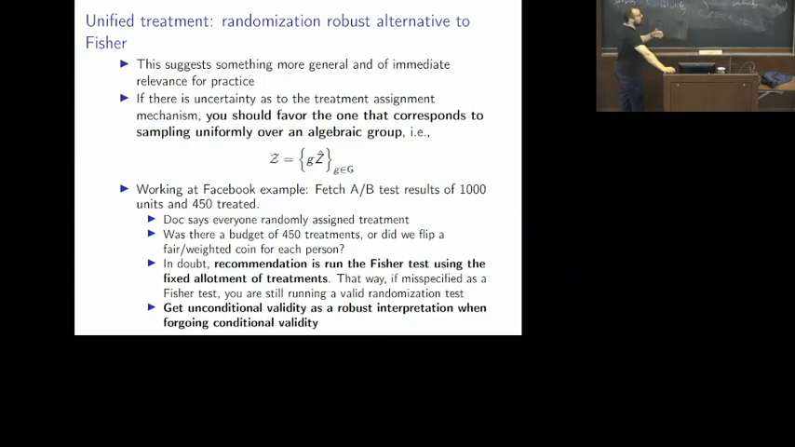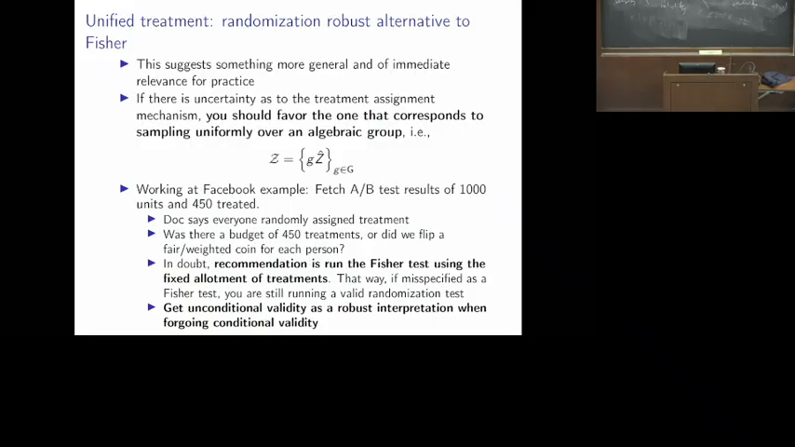So we can push this a little bit more, going through this thought example and thinking of having to pick a design. It may have implications in the choice of design. So suppose there's uncertainty. Something that's relevant for practice: if there's uncertainty as to the treatment assignment mechanism, you should of course favor one that corresponds to sampling uniformly from an algebraic group. This means that you have your realized treatment assignment vector, and you want to be able to build a support by drawing transformations of this realized treatment assignment over your group actions.